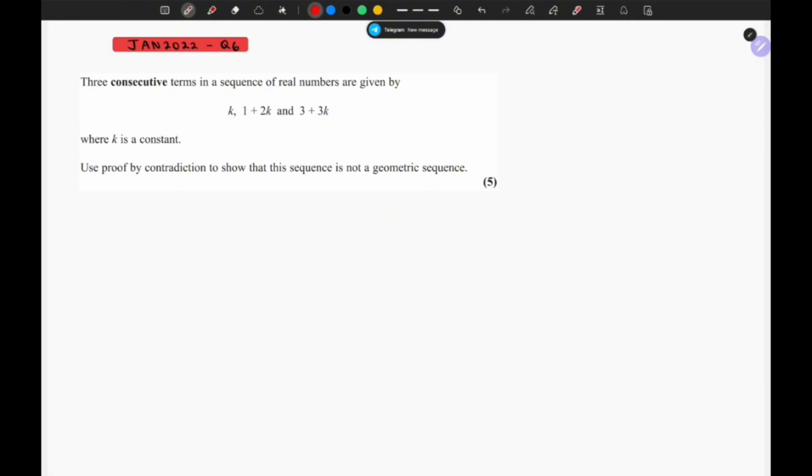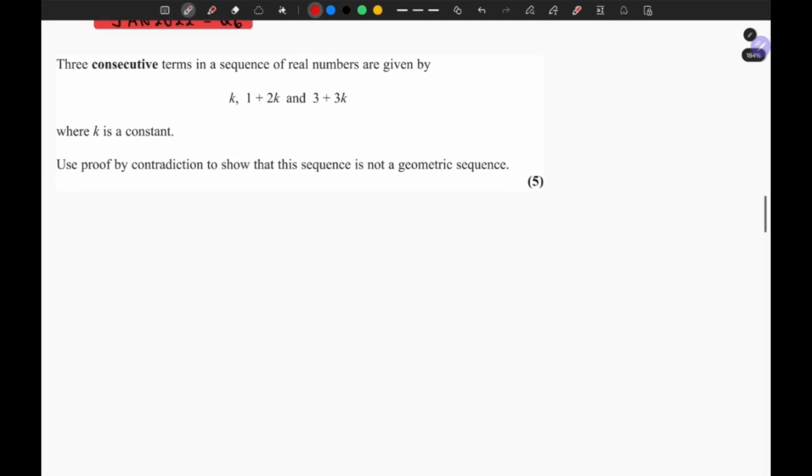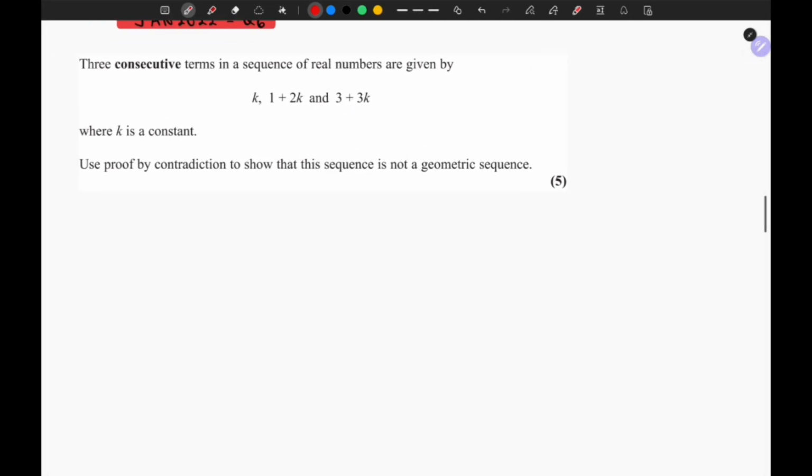This is a question from January 2022, question 6. So 3 consecutive terms in a sequence of real numbers are given by, so these are consecutive terms. This is the first term, second term, and third term, where k is a constant. Use proof by contradiction to show that this sequence is not a geometric sequence. So our assumption will be the opposite of that. We will assume that the sequence is geometric. So assume the sequence is geometric.